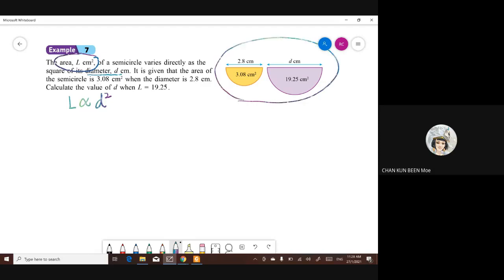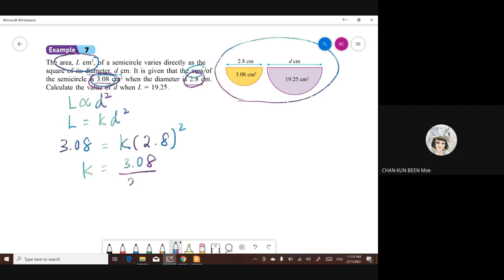Okay, this is the diagram given. You can go through it yourself. It is given that the area of the semicircle is 3.08 centimeter squared when the diameter is 2.8 centimeter. So you can replace this. This is the area. L equal to kD squared. You write down first. Then L is 3.08. Replace it because that's the area of the semicircle. Okay, copy down D squared, this is the diameter, so it will be 2.8 squared. Therefore, K is equal to 3.08 over 2.8 in bracket squared.